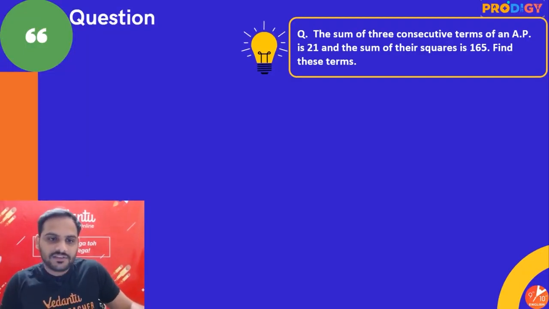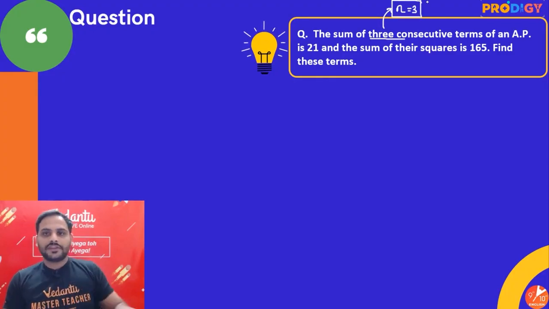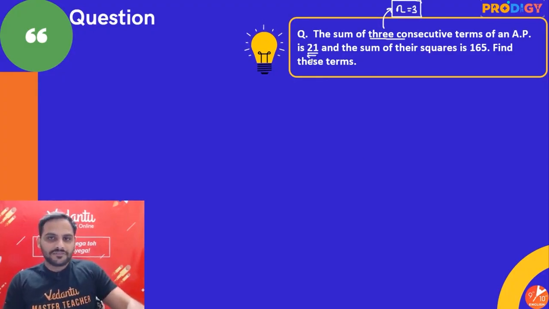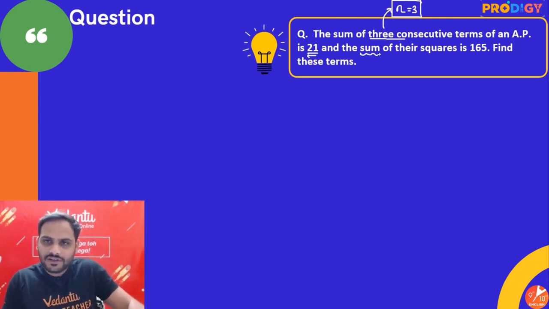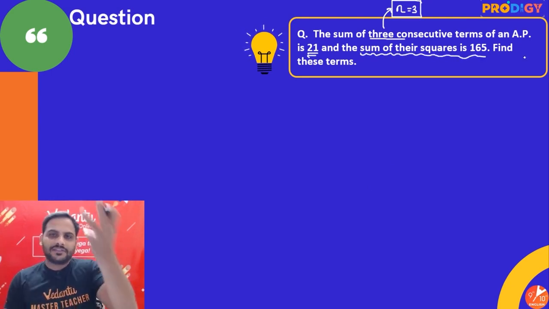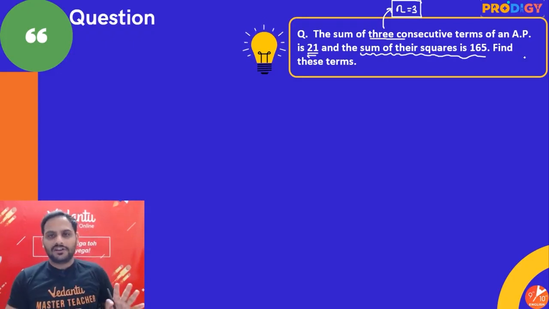Sum of three consecutive terms of an AP is 21. So you can clearly see there are three terms. The number of terms is odd, and their sum is given. And one more relation. What is the next relation they have given? Sum of their squares is 165. So you can see some terms are given in an AP, their sum is given and one more relation between them.